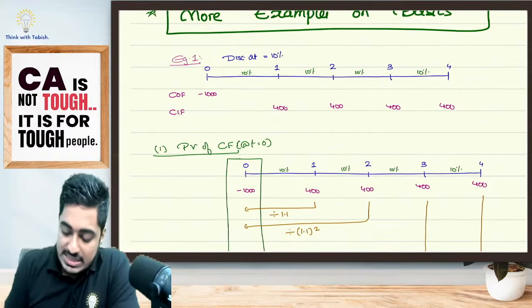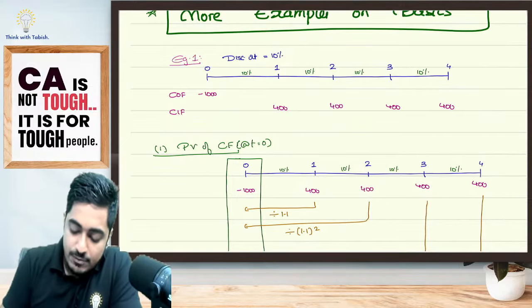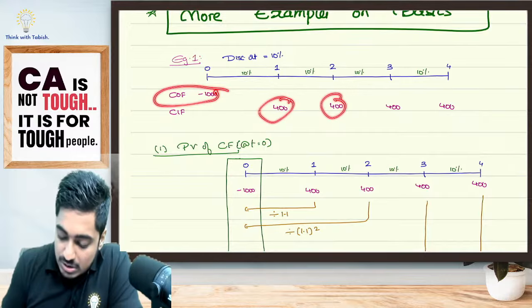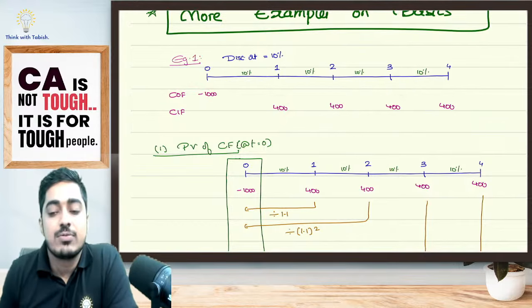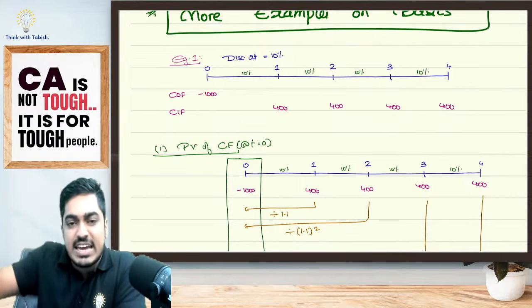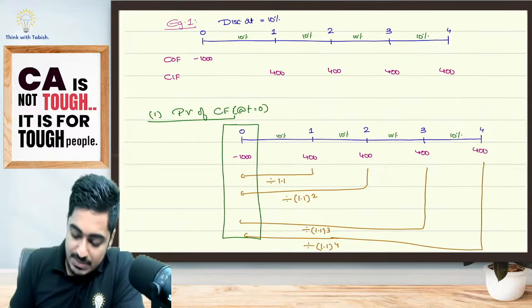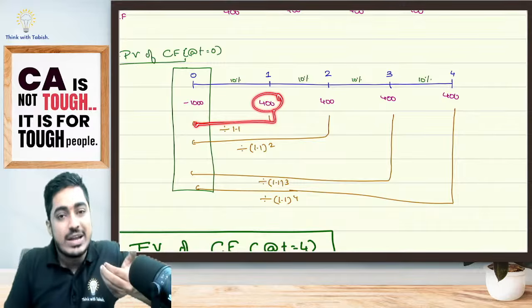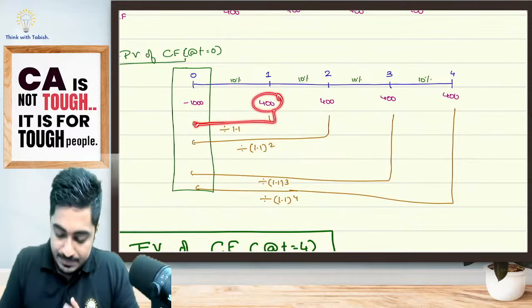Look at this. All these cash flows are there. Imagine for a project at t is equal to 0 I have invested 1000. Year 1, 2, 3, 4, I am getting 400, 400, 400, 400. I have to bring every cash flow to 0. How do I do it? Simple, sir. Year 1, 400 is there. I want to bring it to 0. Eliminate 1 year's interest, divided by 1.1.